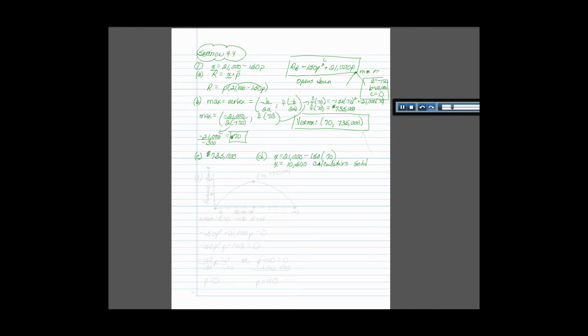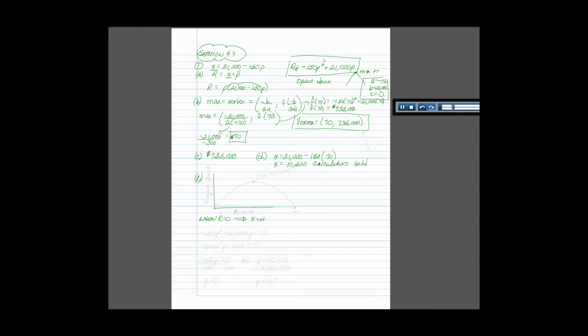Okay, this is not a price or an amount of revenue. This is the amount of calculators. And then finally, Part E says to graph R. So what we need to know is that when R is 0, when there's no revenue, that means they're selling no calculators. So those are the x-intercepts.